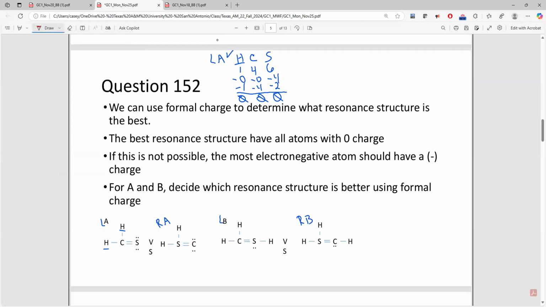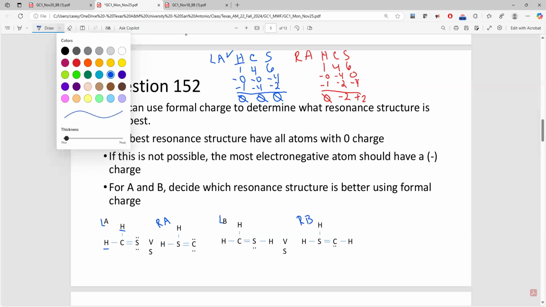So let's do right A. We're going to do the same thing. HCS. So hydrogen 1, carbon 4. These are our valence electrons, right? Hydrogen has no lone pairs. Carbon in the right has 4 lone pairs. Sulfur has 0. 1 bond for the hydrogen. 2 bonds for the carbon. 4 for the sulfur. So our scores are 0, minus 2, plus 2. So the better structure of the two is left A.